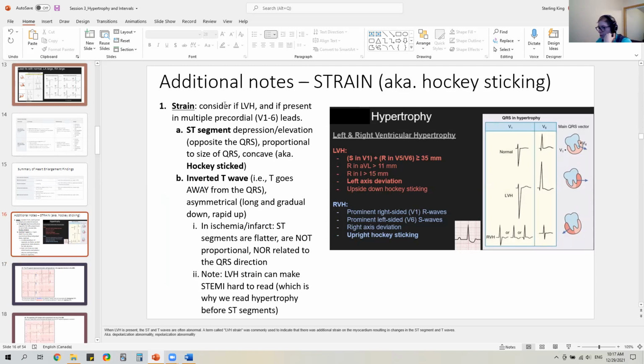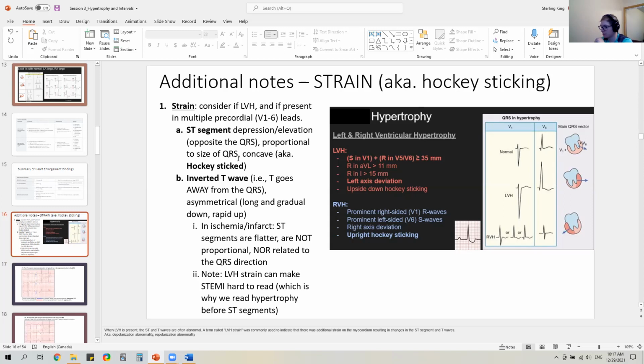So here, strain, consider if left ventricular hypertrophy is present if this strain is present in multiple precordial leads, V1 through 6. You're going to see ST segment elevation or depression, and it's usually opposed to the QRS, so it's discordant.